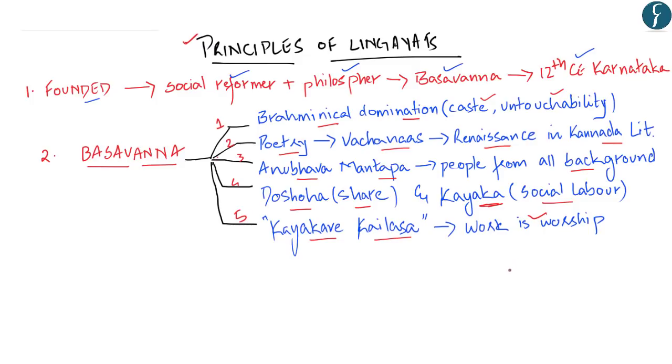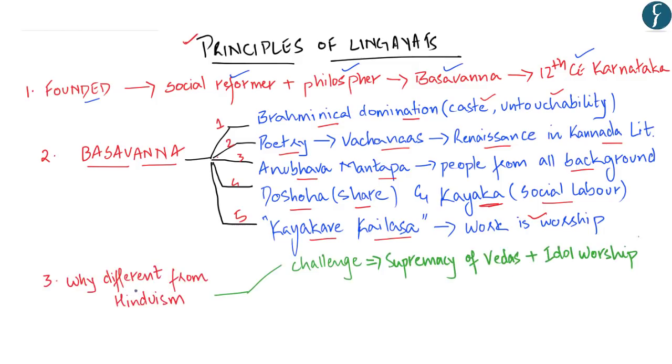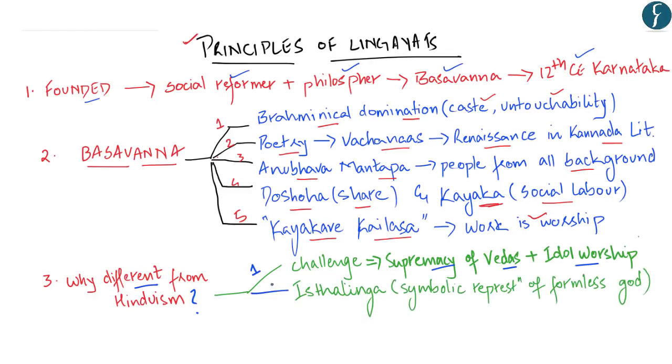Now coming to the question, why do Lingayats differentiate themselves from Hinduism, is that firstly, the Lingayats challenge the supremacy of the Vedas as well as the idol worship, which are an integral part of Hinduism. The Lingayats instead propagate the idea of single and formless God. The second reason is the concept of the Ishtalinga. The Ishtalinga basically is the symbolic representation of a formless god presented by a guru. And this linga is usually tied to the body and needs to be worshipped by the Lingayats every day.